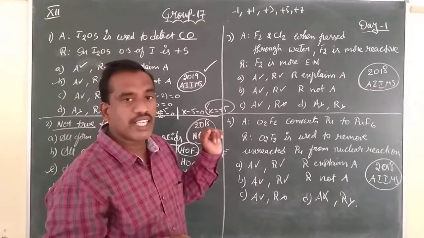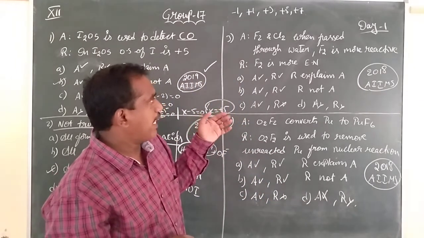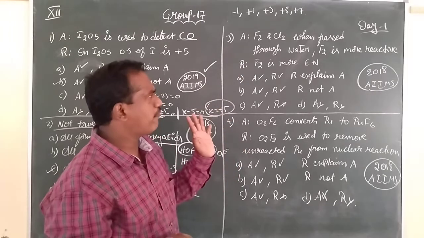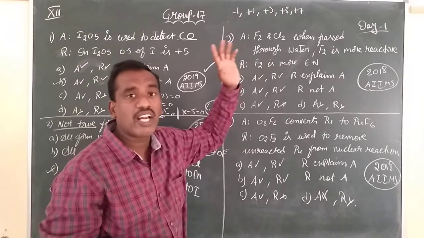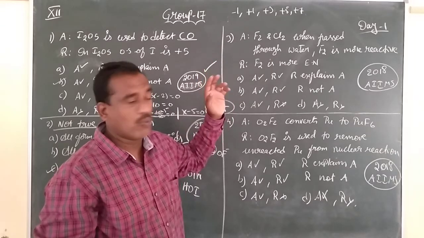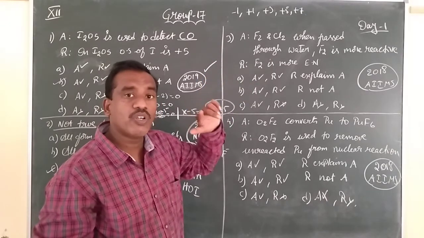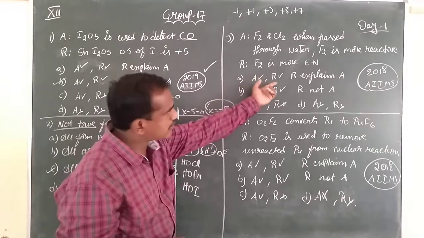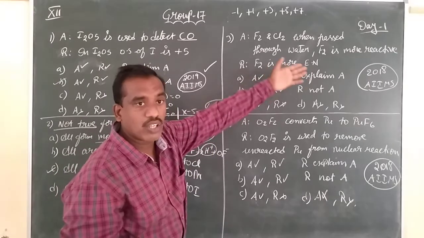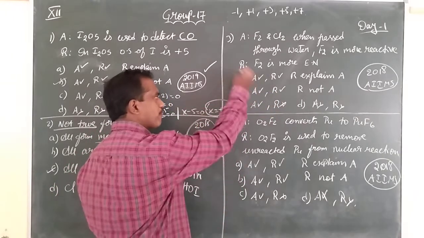So what is the reasoning saying? Reasoning is not explaining the assertion. We know fluorine is more electronegative, but reasoning is not giving the explanation for the assertion. What is the explanation for the assertion? Here fluorine is more reactive only due to the standard electrode potential. When assertion is true and reasoning is also true, but reasoning does not explain the assertion, we can give option B.